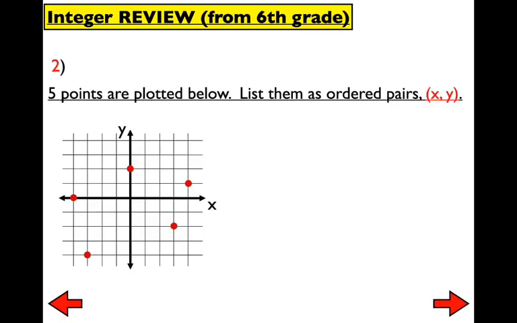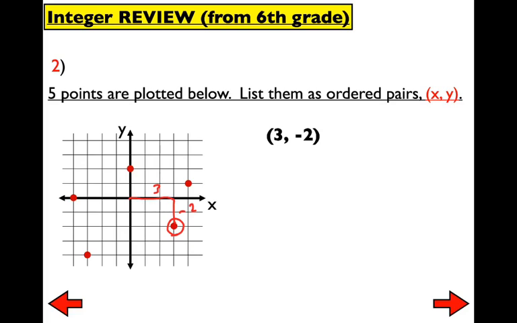So let's kind of go in the reverse order now. Here in this picture for number 2, you can see that I have 5 ordered pairs plotted, and you're supposed to list them as ordered pairs. So for example, 3, -2 is referring to that ordered pair right there because we went 3 to the right and then 2 in the downward direction. So that's 3, -2. So why don't you go ahead and pause this video and write down the other 4 ordered pairs.